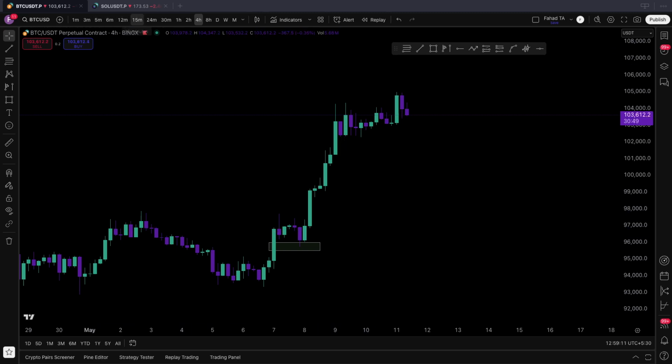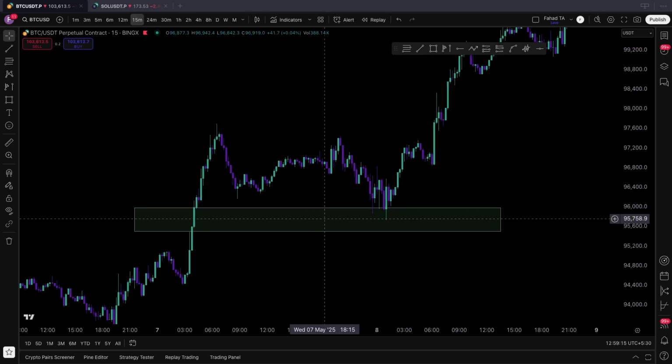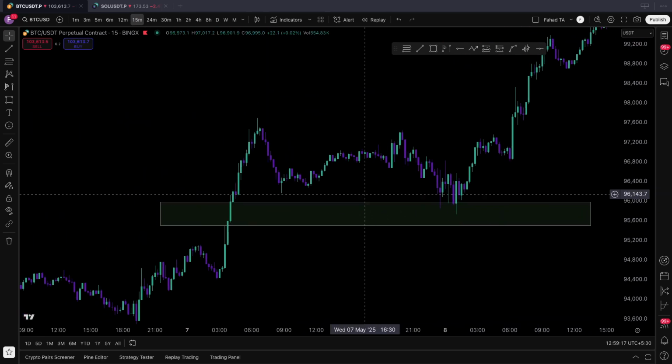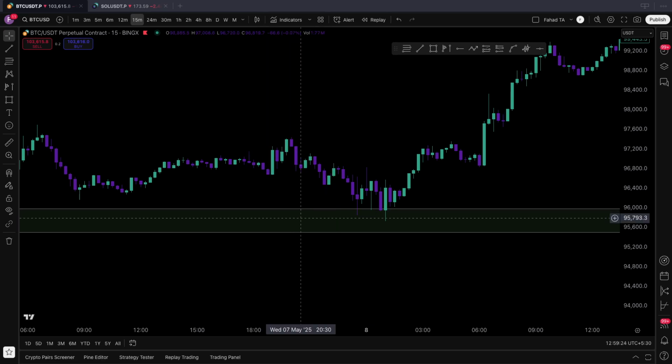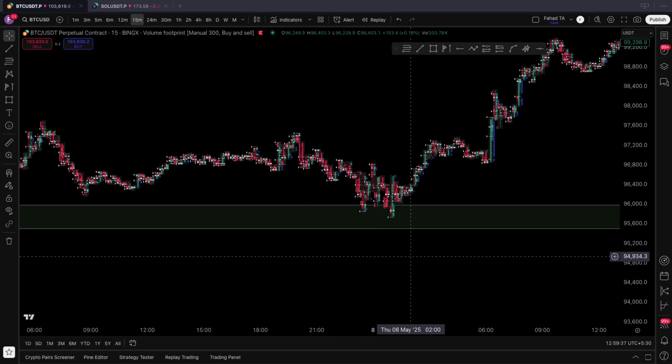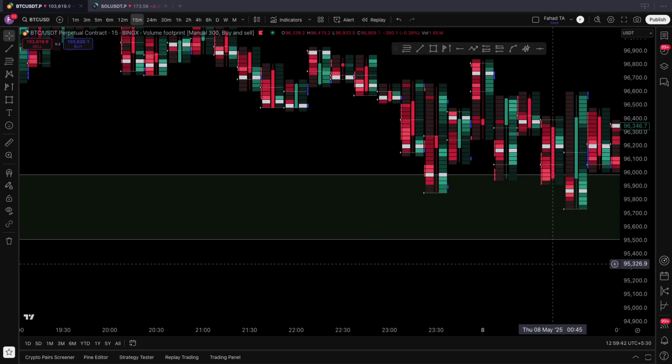Let's switch to the 15-minute time frame, going back to our zone of interest. I like to call my levels my zone of interest, where I'm looking to get into a trade. I'm on a 15-minute time frame. I'll quickly go back to the volume footprint chart. Alright, I'm in front of the volume footprint chart. I'll zoom in at the bottom where we got the reversal from.